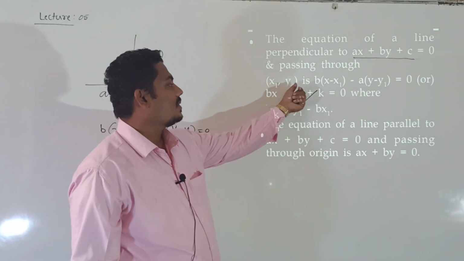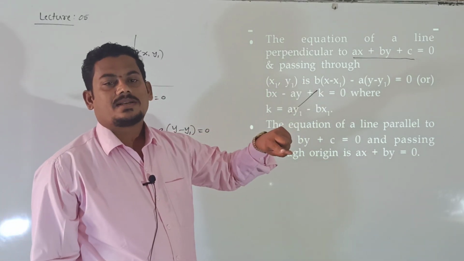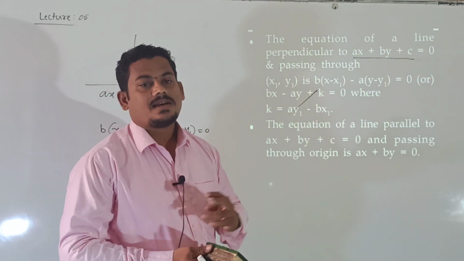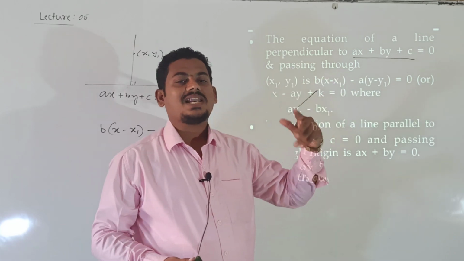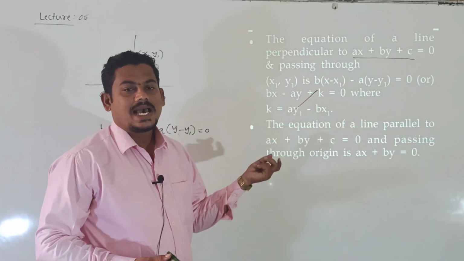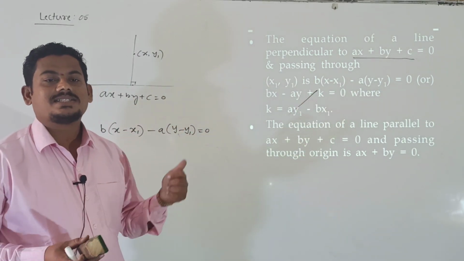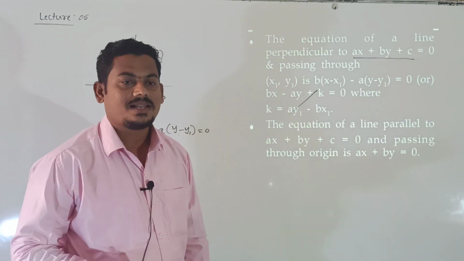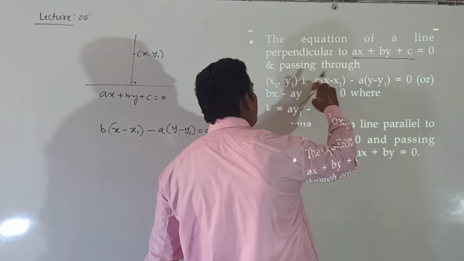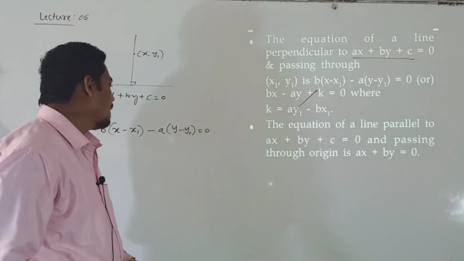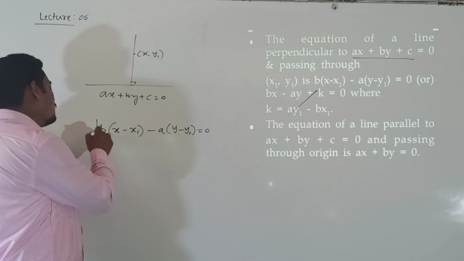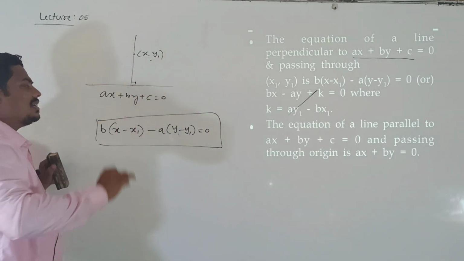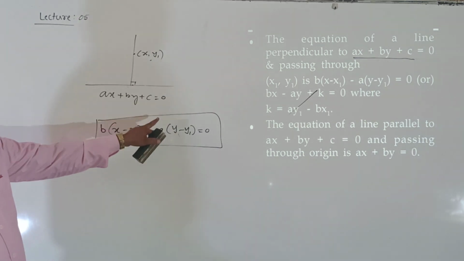Just remember this formula: b into x minus x1. Here the coefficients of x and y are interchanged. If it is parallel, then the coefficient of x is as it is and the coefficient of y is also as it is. Simply replace x with x minus x1, y with y minus y1 when the line is parallel. If it is perpendicular, then the coefficients are interchanged, right, and with a negative sign. This is the equation of the line passing through x1 comma y1 and perpendicular to the line ax plus by plus c equal to 0.